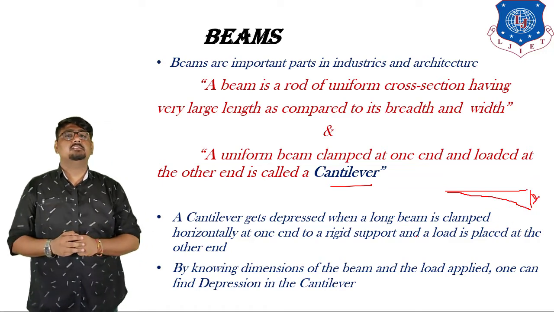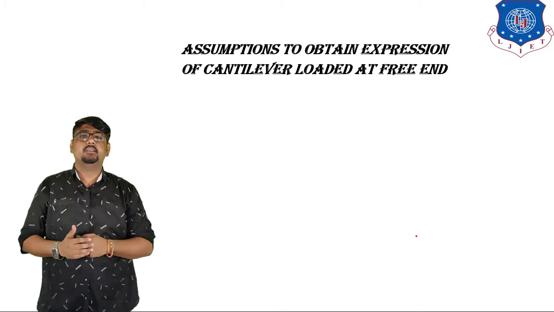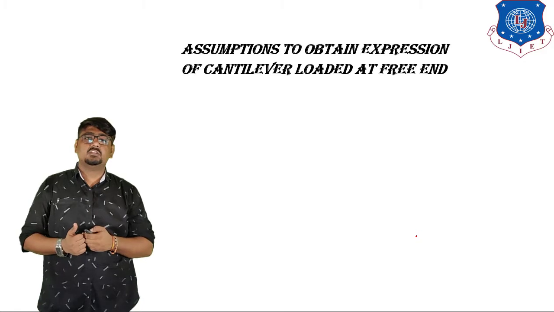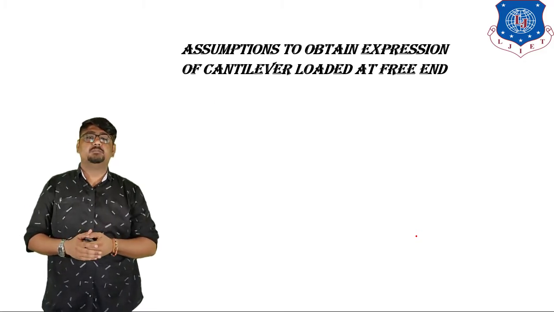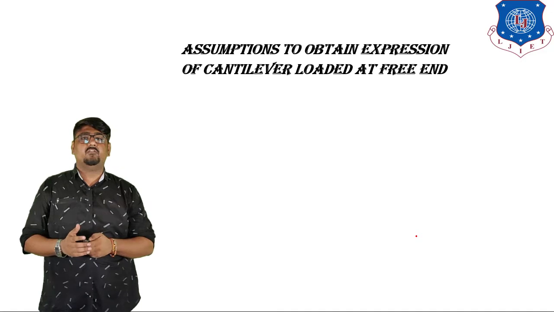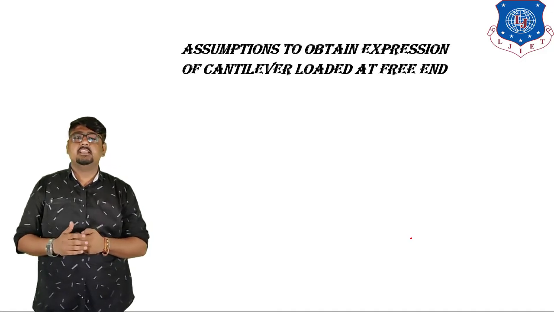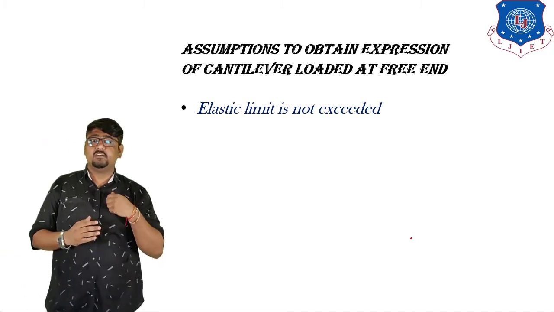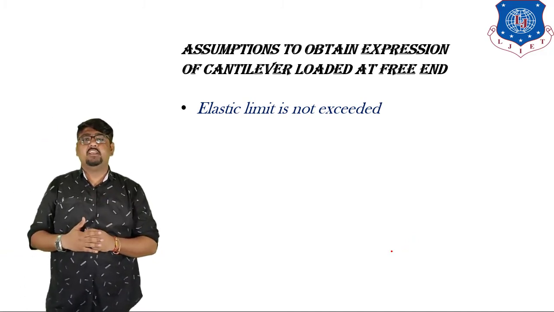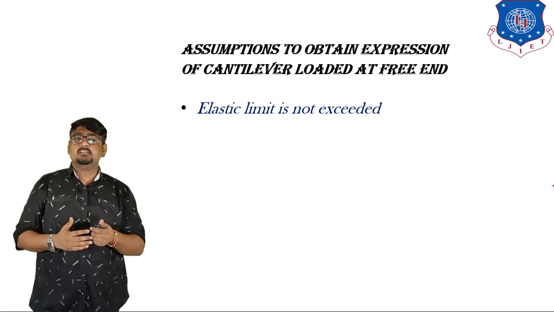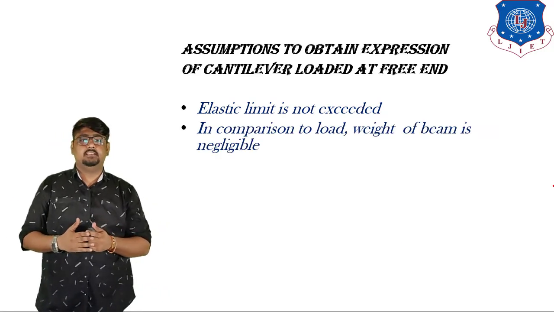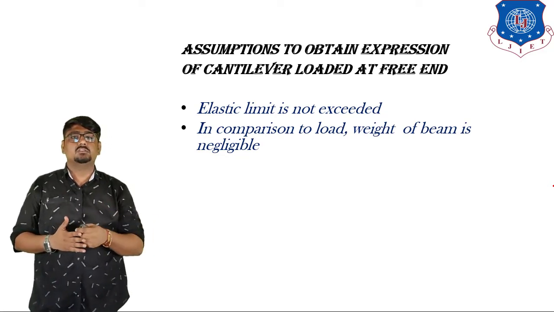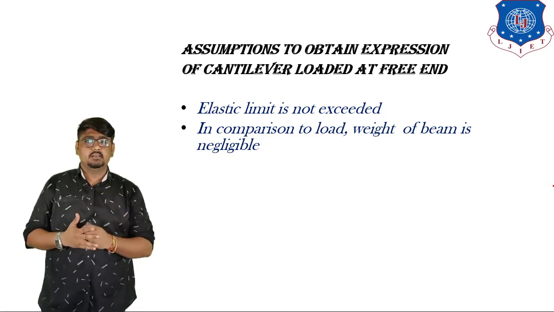Now, there are certain assumptions which need to be made before calculating the derivations. So, our next topic is the assumptions to obtain the expression of a cantilever beam loaded at a free end. First, the elastic limit should not be exceeded, because if it is exceeded, then the beam will fail. In comparison to the load, the weight of the beam is negligible. Whatever the load is applied, we are applying a much higher load such that the weight of the beam becomes negligible.